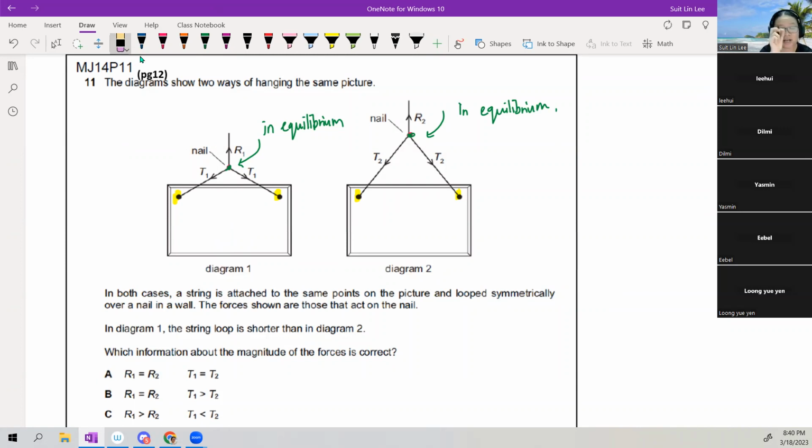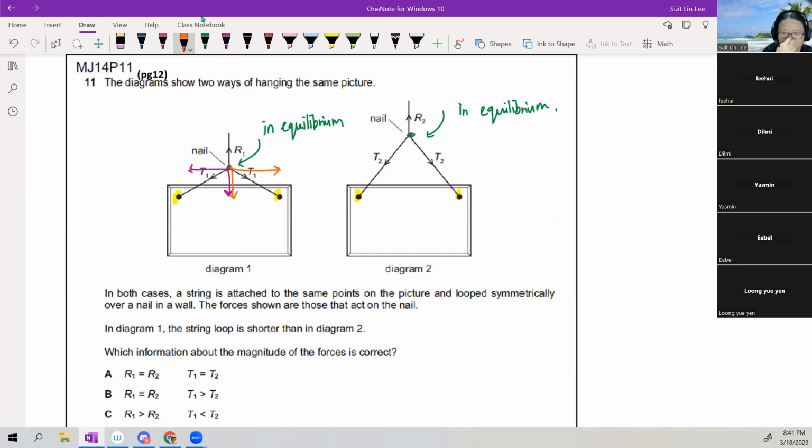So right now you have these two. The point, this thing is hanging. So every single point on the picture is in equilibrium, including the nail. Okay. So right now you have these three forces pulling in this direction. If I resolve my tension T1, I will split this into two components like this. And then for T2, it will likewise be split into two components like this.